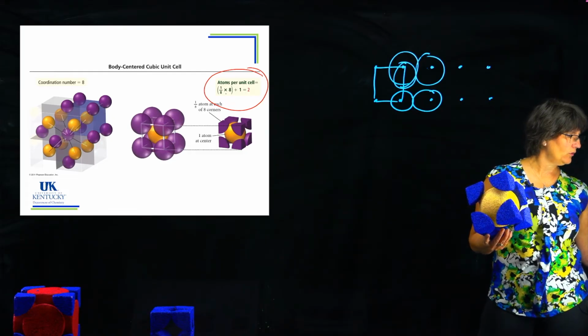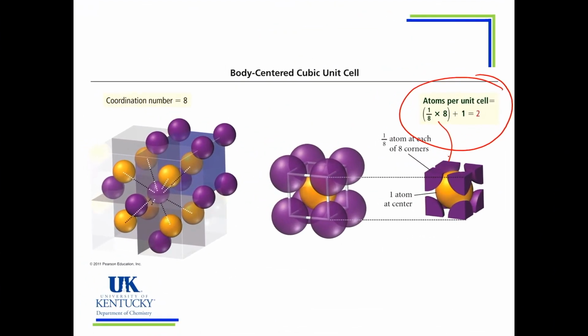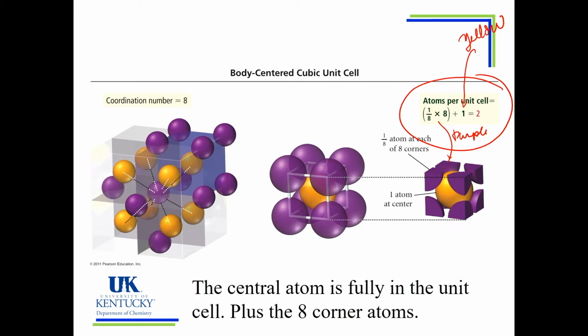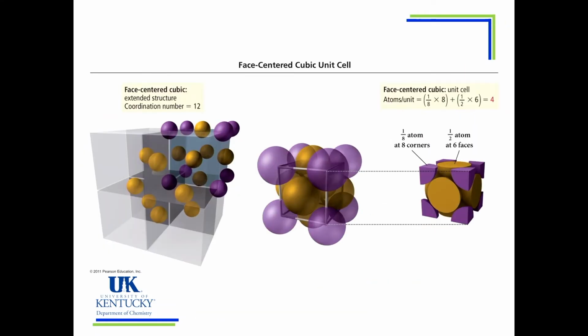So that's what we have written right here on our screen. This is for our corners, and that would be the purple. And this is for our center, which is in this diagram, yellow. So that would be a total of 2 atoms in this unit cell. Next one, I already stated that, but you can write that down. Oh dear, I think I just tore up my unit cells. All right, let's go to the next one.